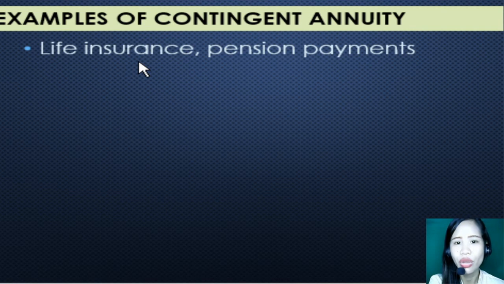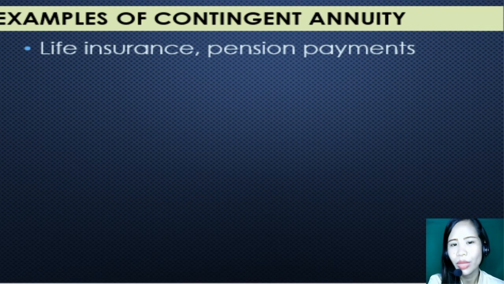So this is very common among those who have jobs like teachers or any other professions, because they need to pay life insurance for what will happen in the future. At least they have something to receive.